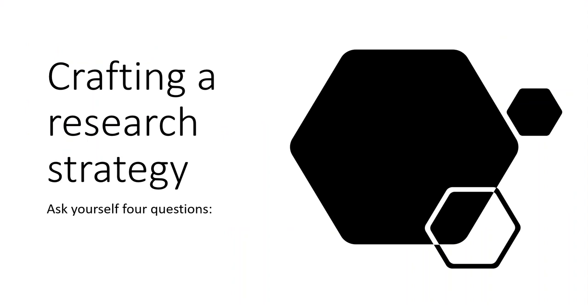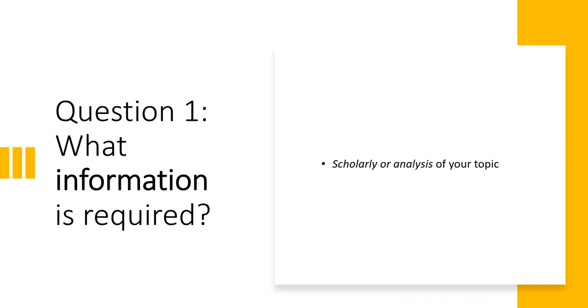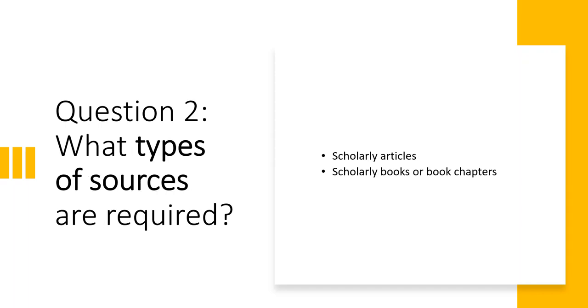So if we're going to craft a research strategy to do this assignment, we need to ask 4 questions. One is, what information is required? Your professor doesn't want you to just go on Google and find web pages about broken windows theory. Your professor wants you to find scholarly analysis of your topic.